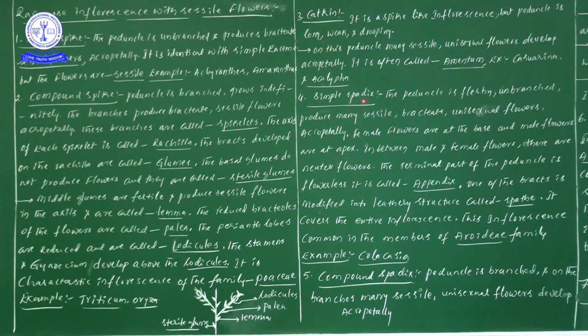So in this kind of inflorescence, the peduncle is fleshy. A fleshy peduncle is present, and it is unbranched. Why is it unbranched? We are discussing this one under simple. When you observe the simple type, one important point you have to remember is that it is unbranched. So simple spadix is unbranched, the peduncle is fleshy, and it produces many sessile and bracteate unisexual flowers.